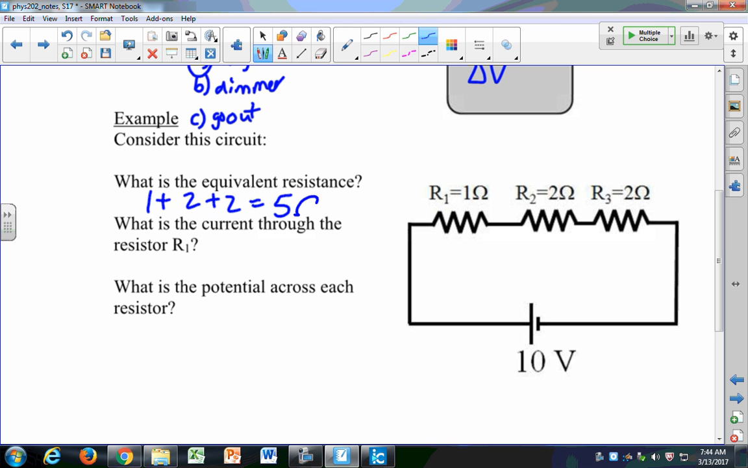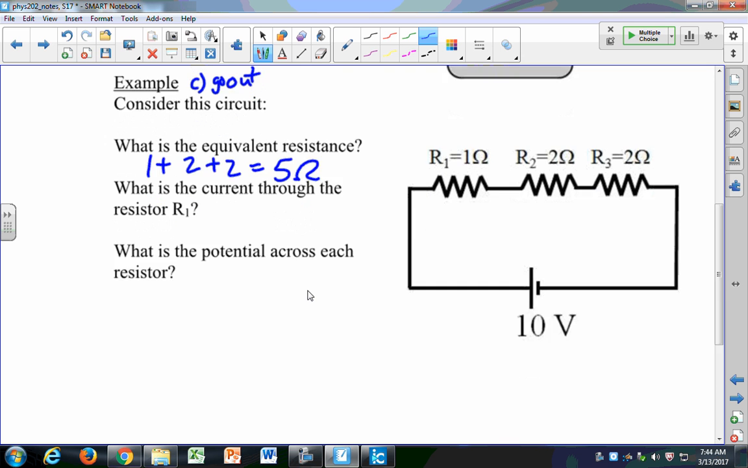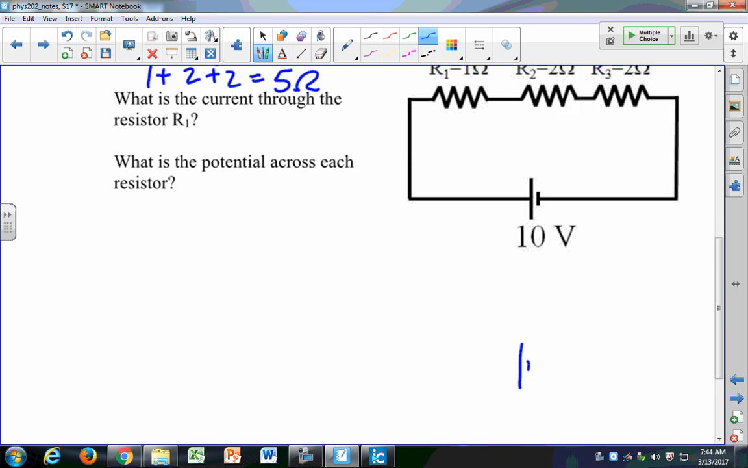That's equal to 5 ohms. And so I like to redraw my circuit each time. And you'll find that it's helpful when you get to more complicated circuits. This one's not terribly complicated, so you might not need to do it.